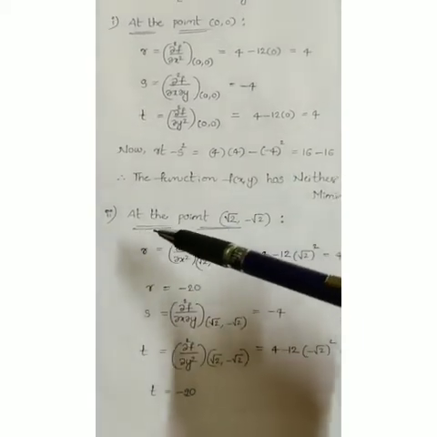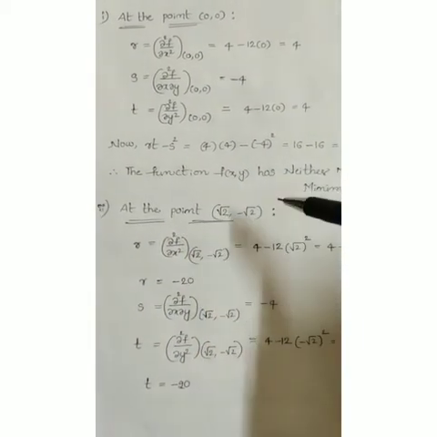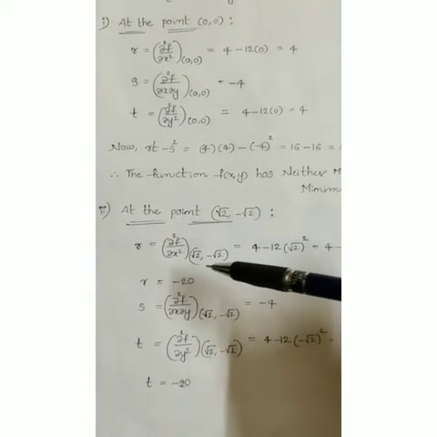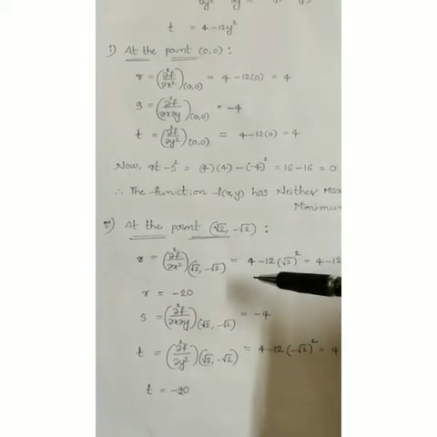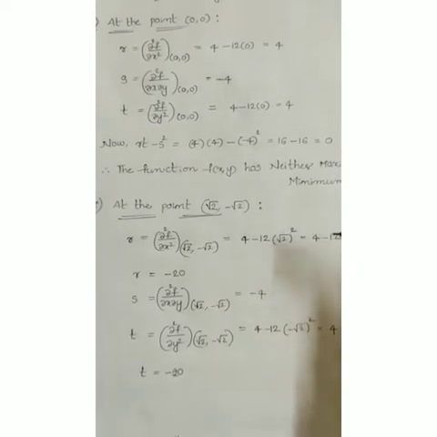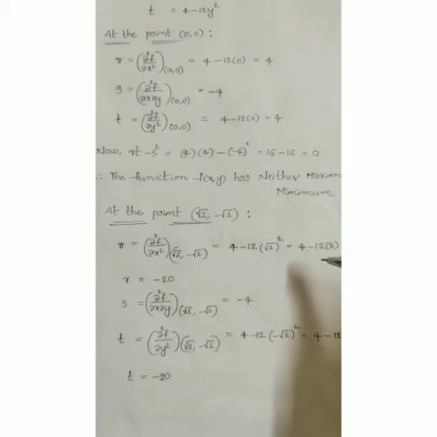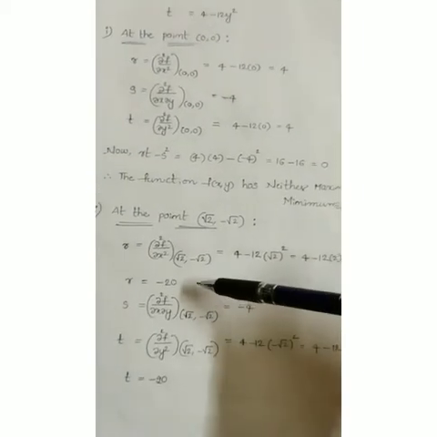And second point, at the point plus root 2 comma minus root 2, r equal to dou square f by dou x square of root 2 comma minus root 2, that is 4 minus 12 into x square. X value is root 2 whole square. 4 minus 12 into root 2 whole square is 2. So 4 minus 24, that is minus 20.